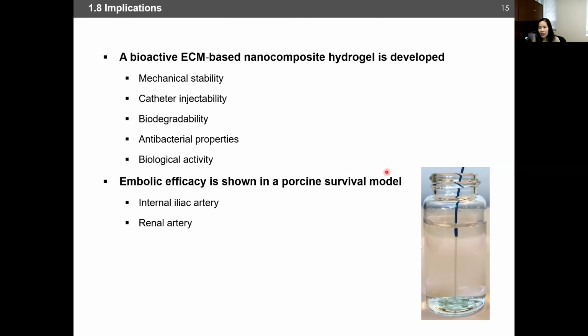So just to quickly summarize, in this work we developed a bioactive nanocomposite hydrogel by tuning its mechanical properties and also biological activities, and we confirmed its embolic efficacy in a porcine survival model.